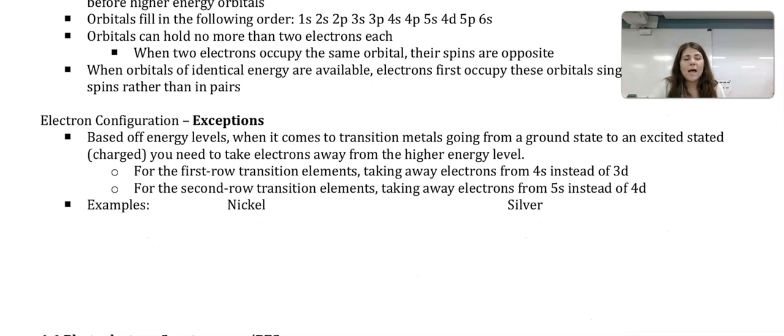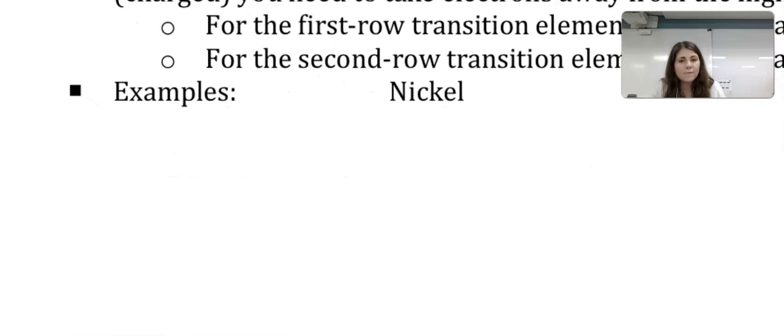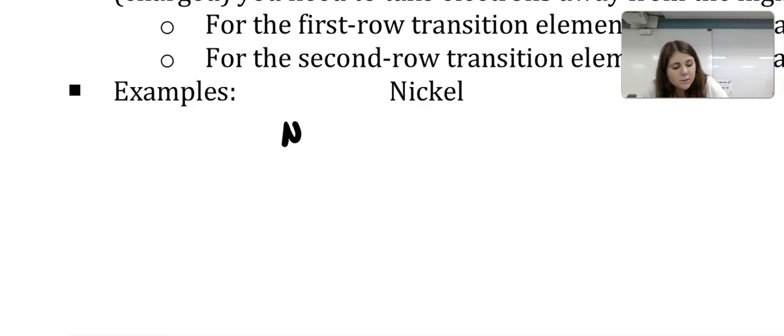Last thing before I end this video, let's talk about exceptions. So remember, we always remove electrons from the farthest energy level, because you can't just reach inside an atom and pull out core electrons. So I want to focus on nickel first. Let's do the electron configuration for nickel.